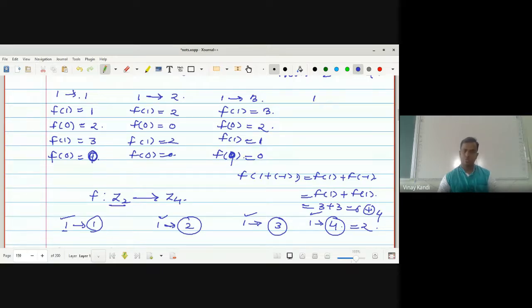Now what happens if 1 maps to 4? F of 1 maps to 4. 4 in addition modulo 4 is 0. Okay, what is f of 0?